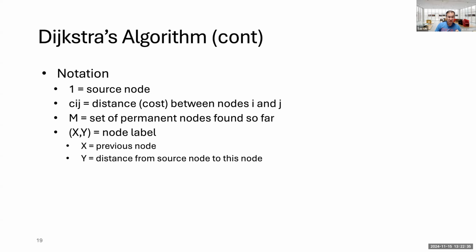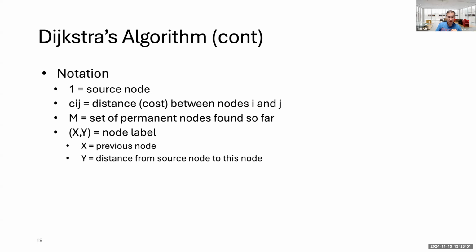For the Dijkstra algorithm, let's say 1 is the source node. Cij is the distance or cost between node i and j. M is the set of permanent nodes found so far. The (X, Y) node label means X is the previous node, and Y is the distance from the source to this node. Okay.